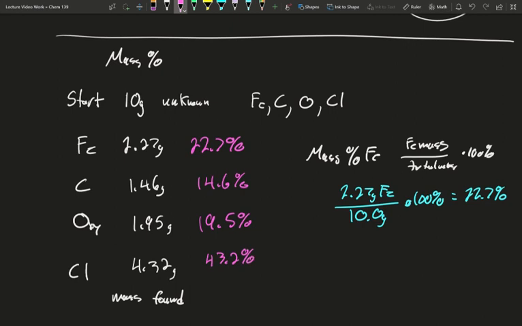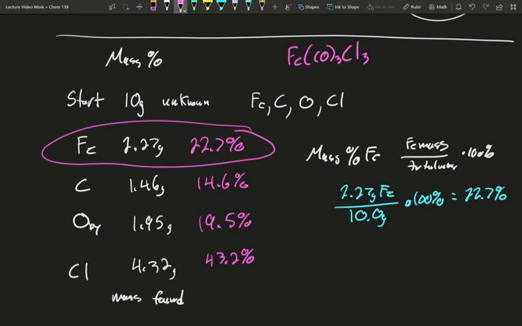By weight. Now, I'll tell you, just so you can know, that this is FeC3O3Cl3, iron tris-carbonyl chloride. A bit more complex name for the neutral ligands, not really part of our class to name that one, but this is the formula for it. This compound, whatever weight you weigh out, 22.7% of that weight will be iron.